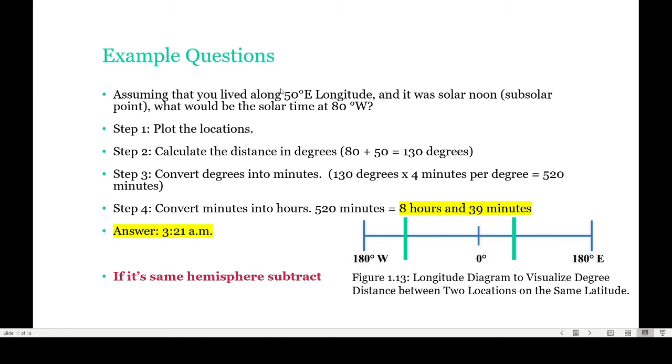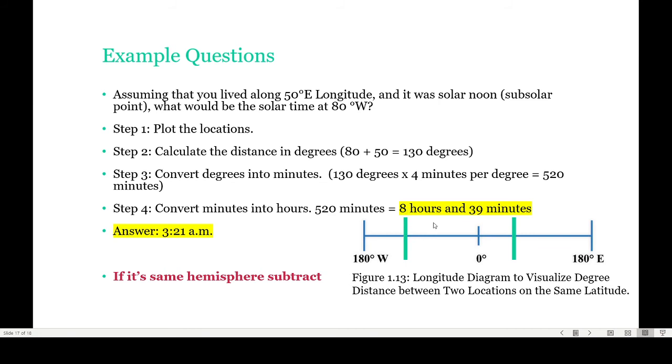So first, what we're going to do is plot the location, and I already plotted the lines, but basically I put 50 degrees east longitude here, and I put 80 degrees west longitude here. And it's saying that it's solar noon, which means that it is 12 p.m., the subsolar point, at 50 degrees east longitude. So we are trying to figure out what is our solar time here.